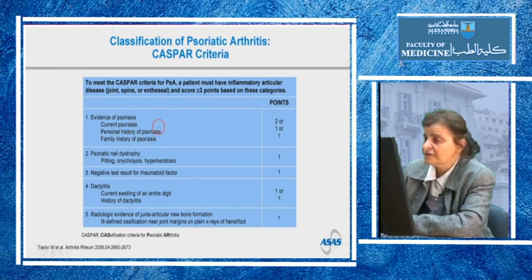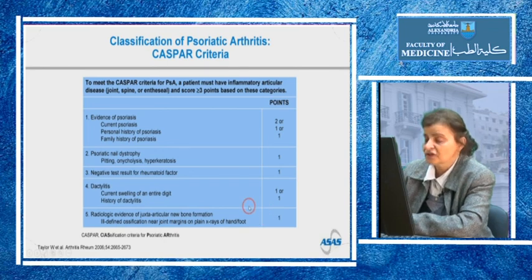If he's got current psoriasis, he gets 2 points, or if he has a personal history or family history, it's 1 point. We look for psoriatic nail dystrophy, any form of pitting or onycholysis or hyperkeratosis, he gets another point. Negative for rheumatoid factor, 1 point. Dactylitis, swelling of the entire digit or any history of dactylitis, 1 point. And radiologic evidence of new bone formation or any form of articular erosions or ossification, he gets 1 point.